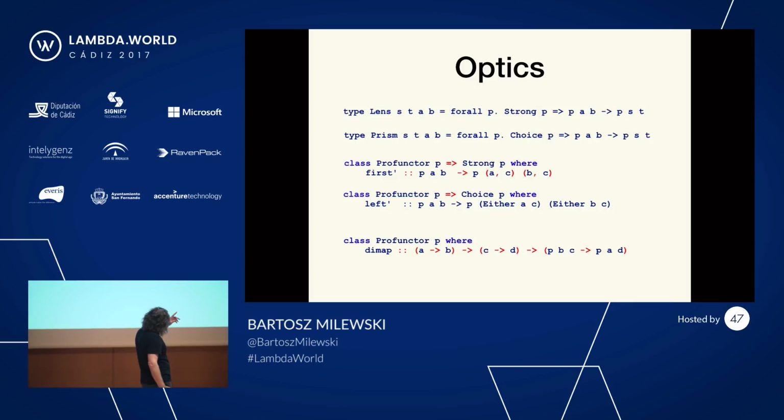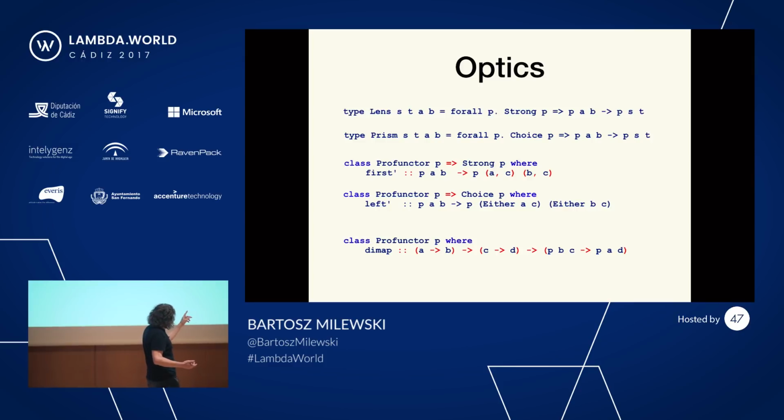Now, Choice is almost identical, except that instead of a Cartesian product pair, it has the Either, which is the co-Cartesian product, or sum type. But other than that, it's very similar. And the definition of a profunctor is that it's sort of like a functor, but a functor can lift one function at a time. A profunctor lifts two functions at a time, from A to B and from C to D.